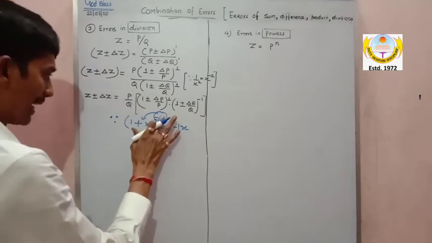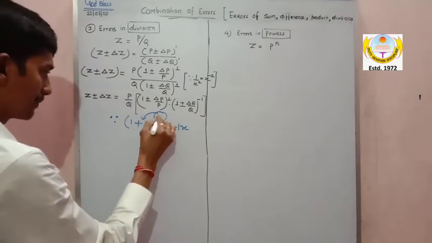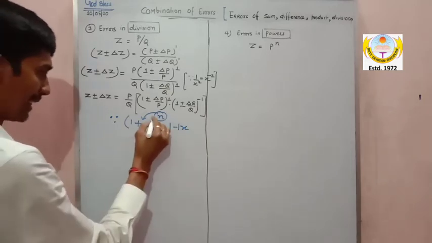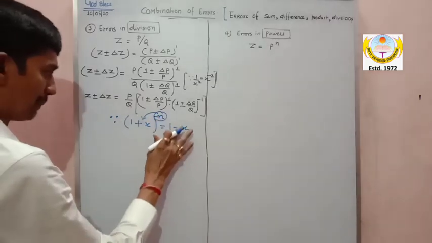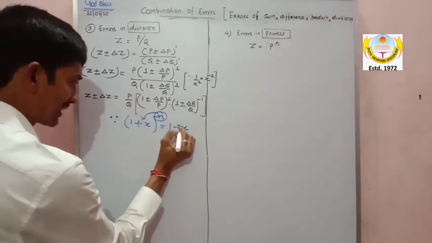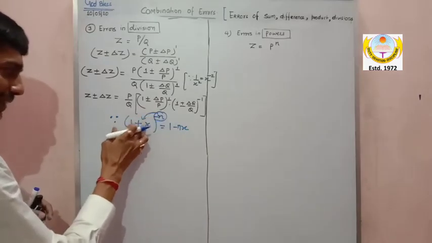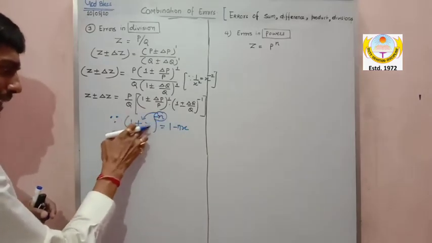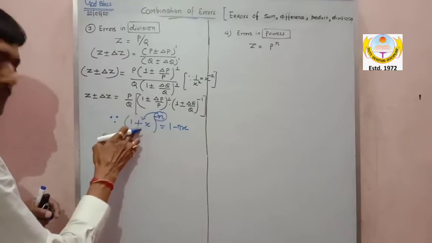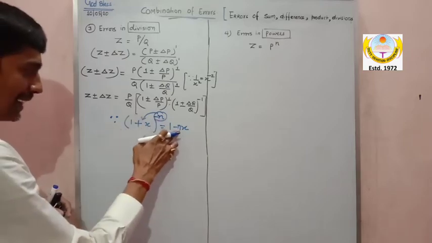If it is n, say it is minus n. So the answer will be 1 minus nx. This minus n entirely comes down here, and it will be plus n, and minus will become minus nx.